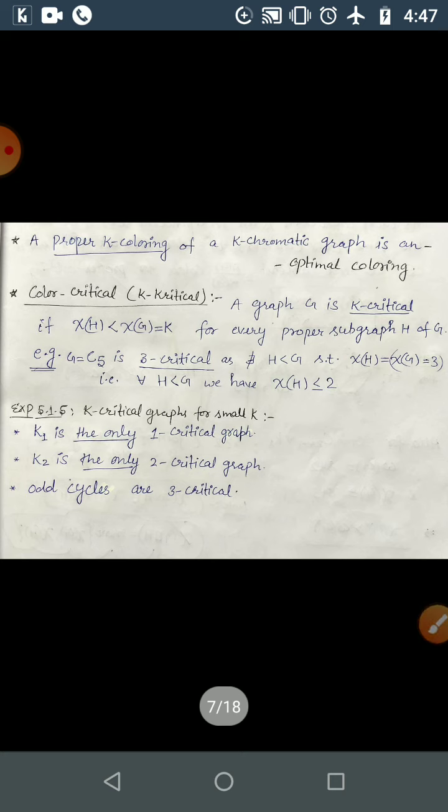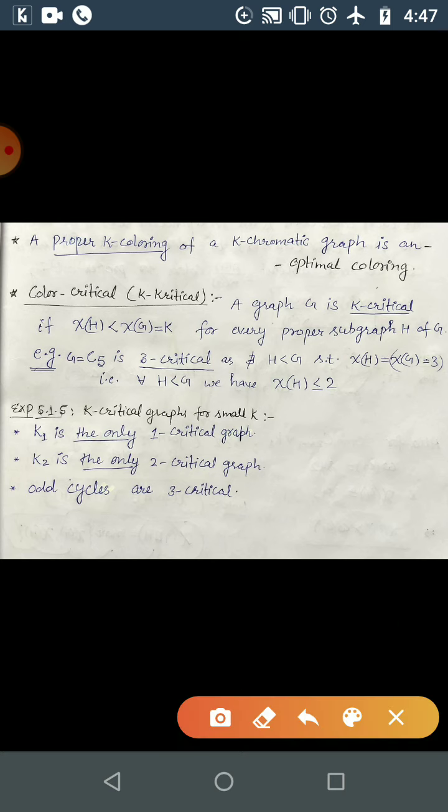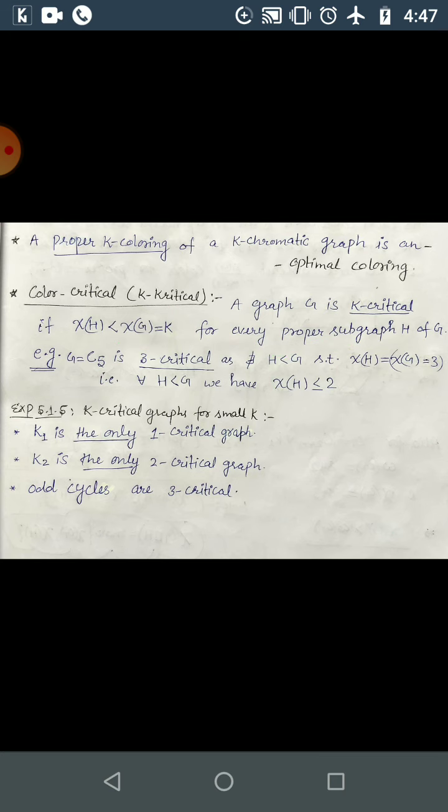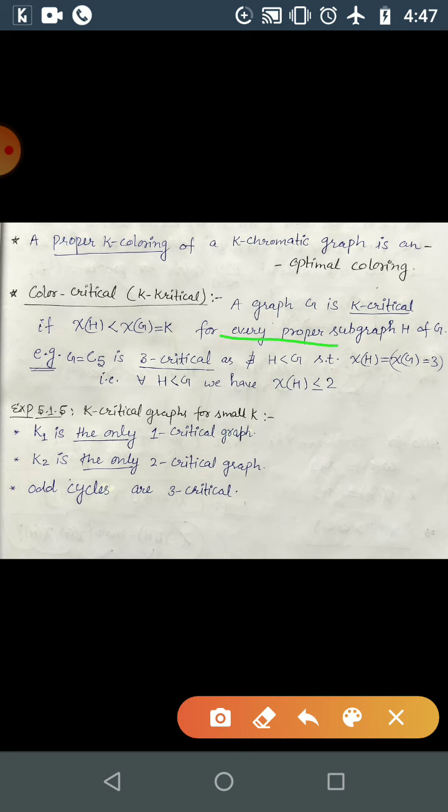Now come to color critical or K critical. A graph G is K critical if you consider all the proper subgraphs of G, then the chromatic number of G is strictly greater than the chromatic number of H. Again, for all proper subgraphs H of G, you have the chromatic number of G strictly greater than the chromatic number of H. Correct? Of that subgraph.